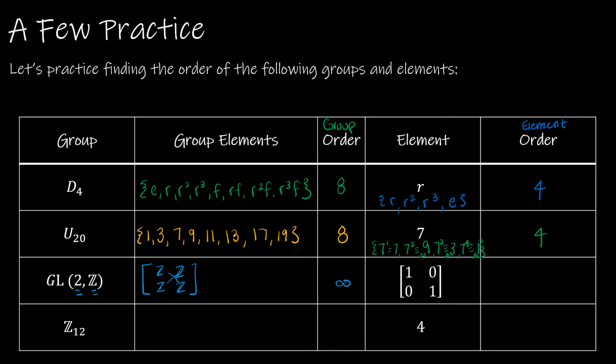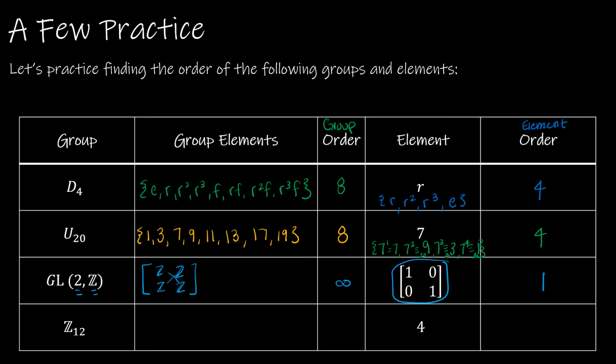Well, what is the order of the element [[1,0],[0,1]]? It is certainly in the general linear group because 1 minus 0 is 1. So we don't have a determinant of 0. But how many times must I perform that to get back to the identity? Well, what's the identity of a 2 by 2 matrix? This is the identity. So the order of that specific element is 1.